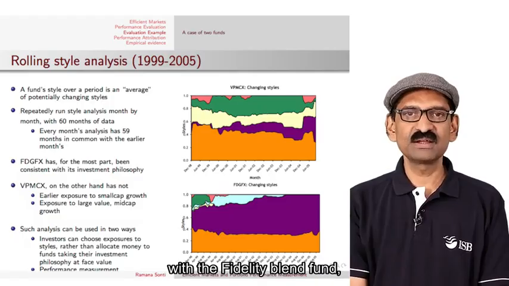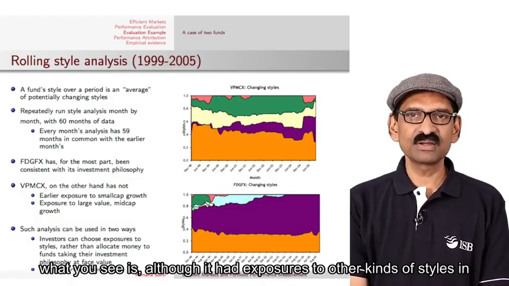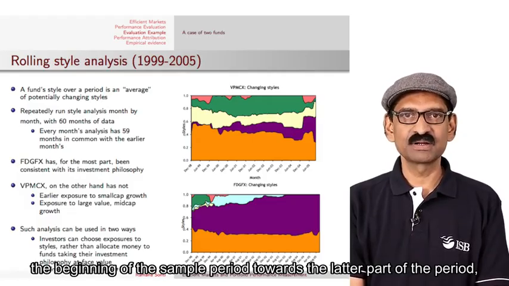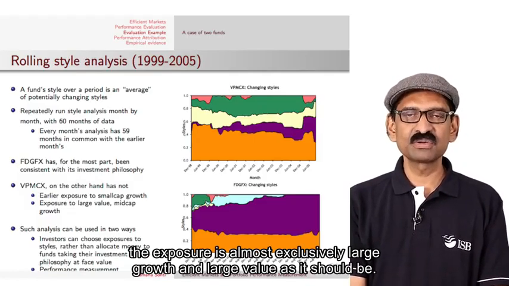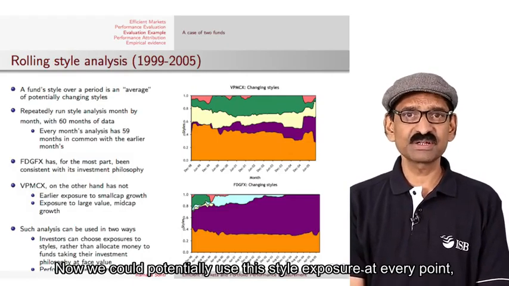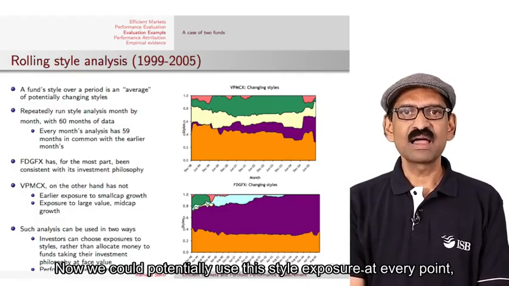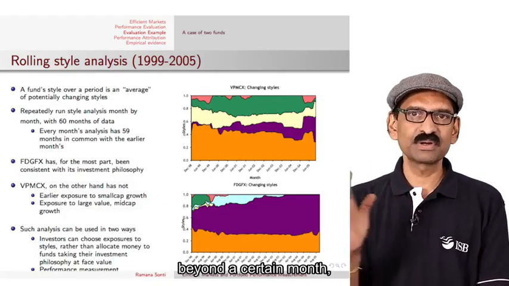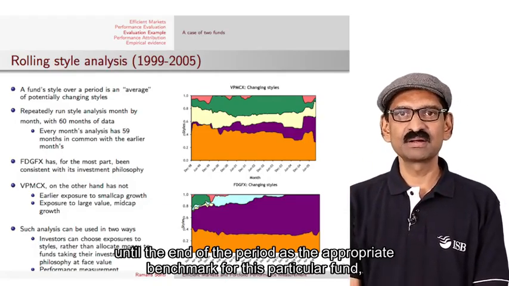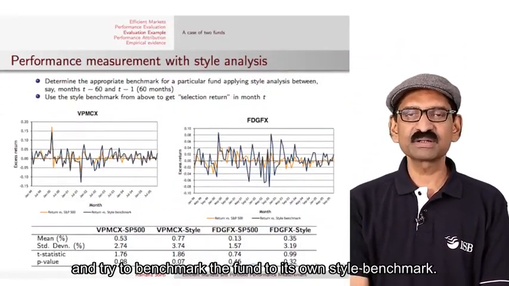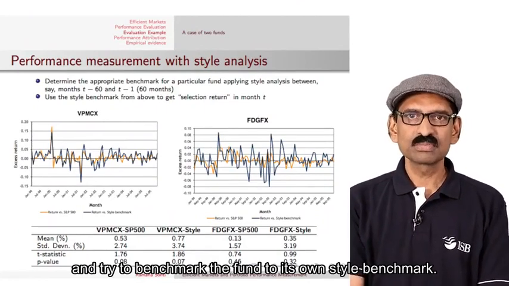Whereas with the Fidelity blend fund, what you see is, although it had exposures to other kinds of styles in the beginning of the sample period, towards the latter part of the period, the exposure is almost exclusively large growth and large value, as it should be. Now we could potentially use this style exposure at every point, because we have a style exposure at every month beyond a certain month until the end of the period, as the appropriate benchmark for this particular fund, and try to benchmark the fund to its own style benchmark.